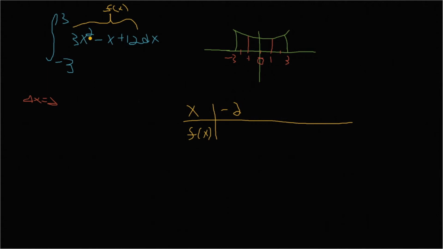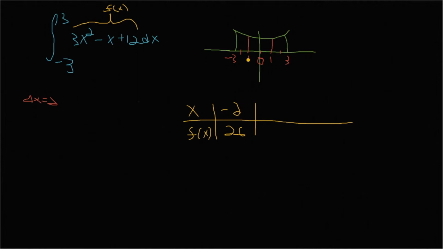So f of -2 is going to be 3 times 2 squared, which is 3 times 4, or 12. 12 plus 12 is 24, minus -2. So 24 plus 2 is 26. And if you wanted to write that out, you can, and try and work that out.